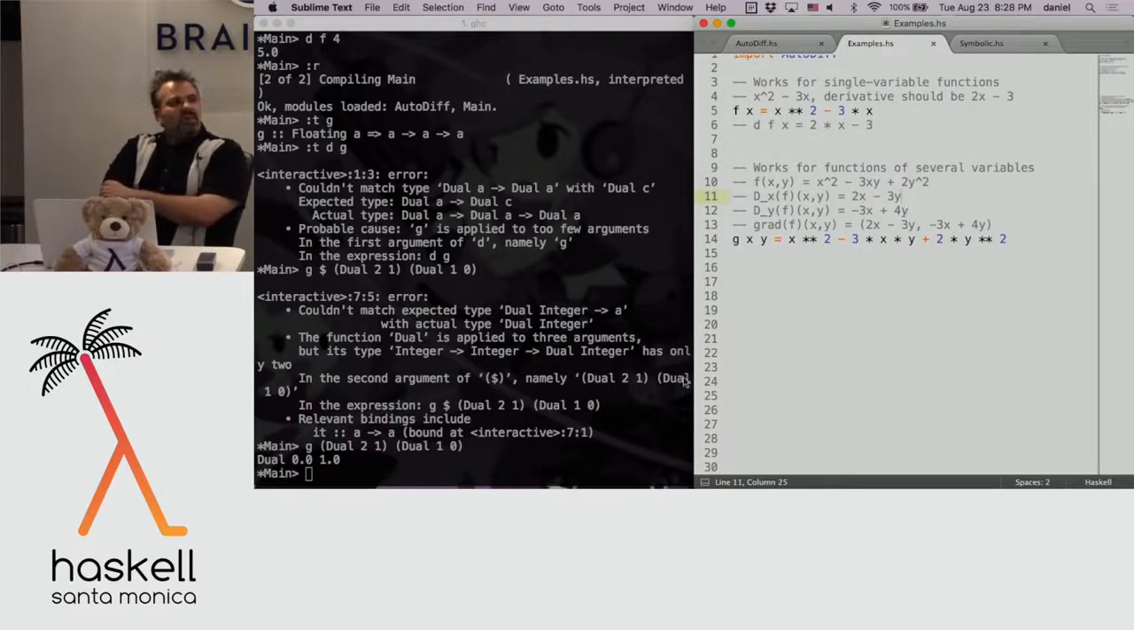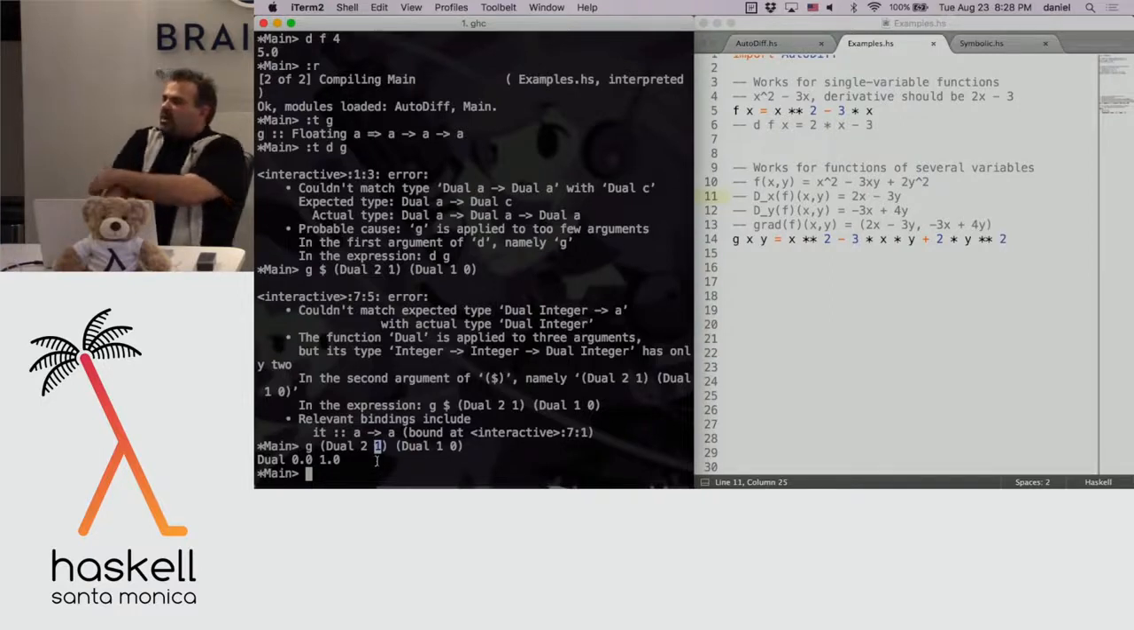So what we've done is, by passing it a dual where the first argument has a 1 for its second datum, and the second argument has a 0, we've taken the derivative of that function with respect to the first argument, and we've pretended that the second argument is constant.